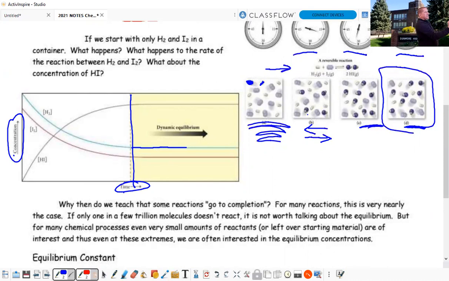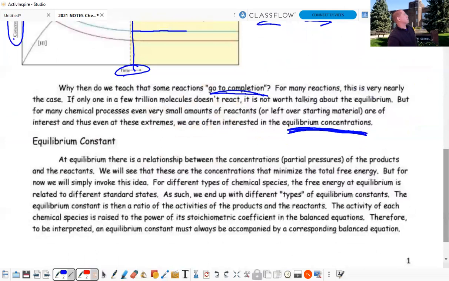So then why do we teach that some reactions go to completion? Well, for many reactions, it's very nearly the case. If only one in a few trillion molecules don't react, it's not worth talking about the equilibrium. But for many chemical processes, even a small amount of the reactants are of interest. And thus, even at these extremes, we're often interested in the equilibrium concentrations. So not stoichiometry again, but equilibrium.